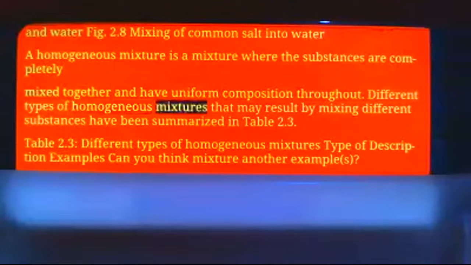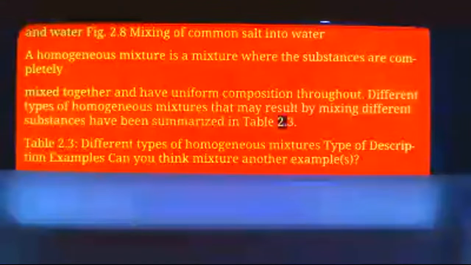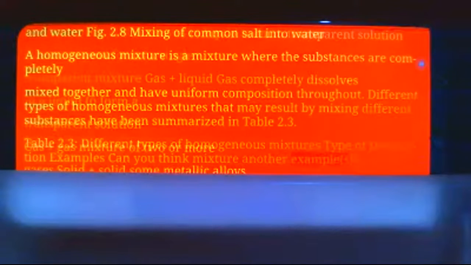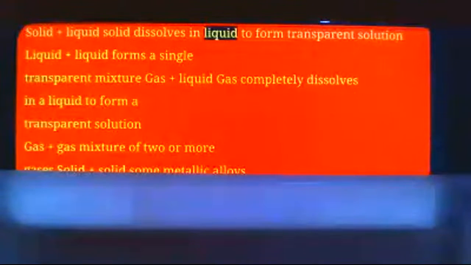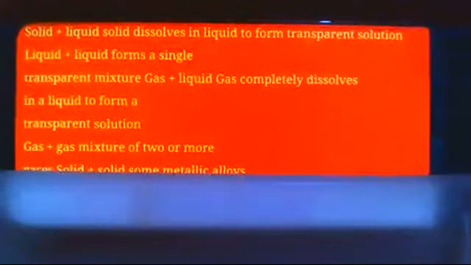Different types of homogeneous mixtures that may result by mixing different substances have been summarized in Table 2.3. Table 2.3: Different types of homogeneous mixtures. Type, description, examples. Can you think of other examples? Solid plus liquid: a solid dissolves in a liquid to form a transparent solution. Liquid plus liquid forms a single transparent mixture.